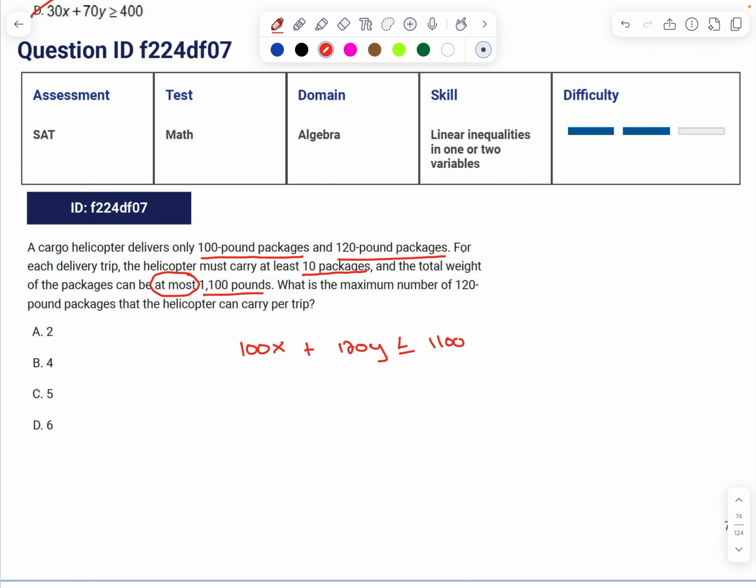What about the second one? That's in this one here. It says for each delivery trip, the helicopter must carry at least 10 packages. So we have some number of this package, some number of this package, and we have to carry at least this. So at least again means equal or above. At most means equal or below. Okay, so now that we have this, we want to go into Desmos.